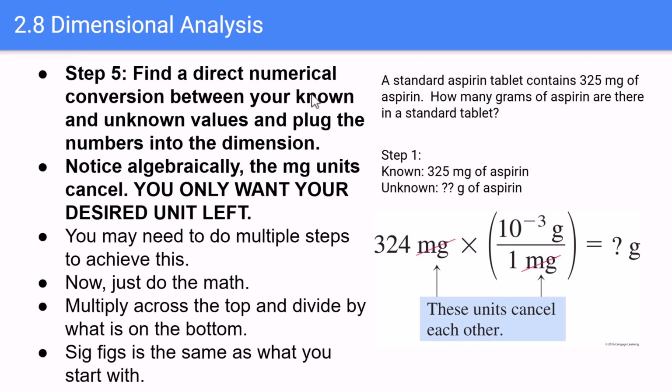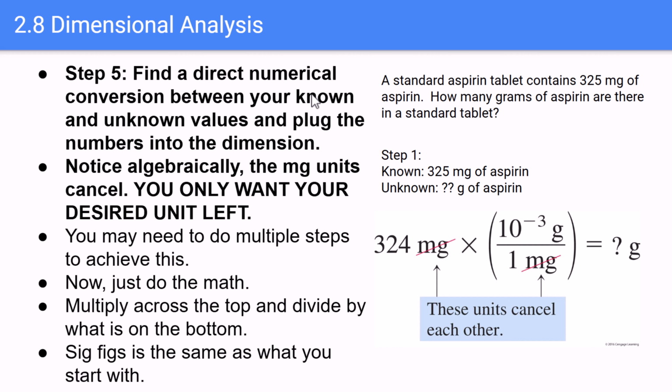Now what we want to notice is that the units cancel each other. Whatever's on top of the previous step goes on the bottom of the next step. That means that those milligrams will cancel each other. Anything divided by itself will cancel itself. So what we end up with is grams left at the very end of the last step. You want to continue to do this until you have your desired unit left, and you may need multiple steps in order to achieve this.